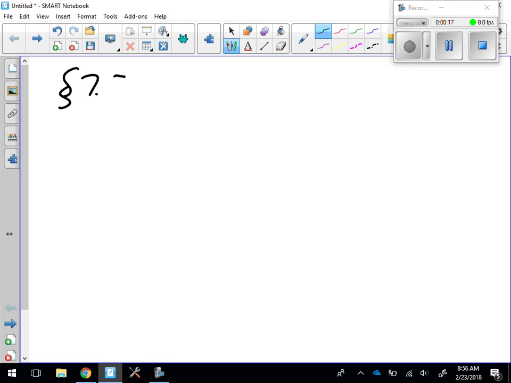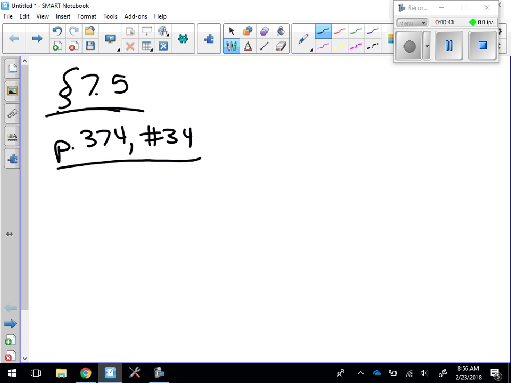I hope to finish up 7.5 today. We talked about partial fraction decomposition yesterday and kind of reviewed that. We talked a little bit about the logistic differential equation, so we're going to do a couple examples with that today. Let's start with page 374, number 34.